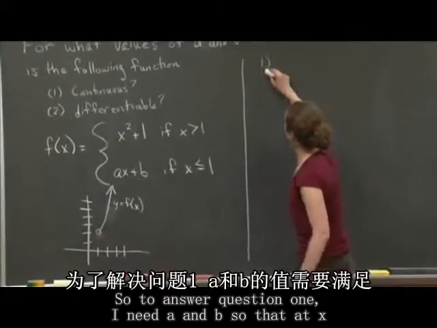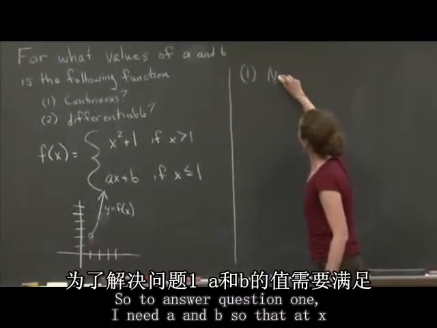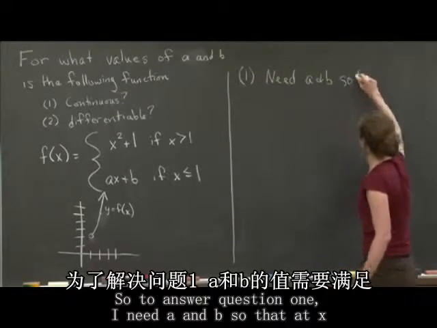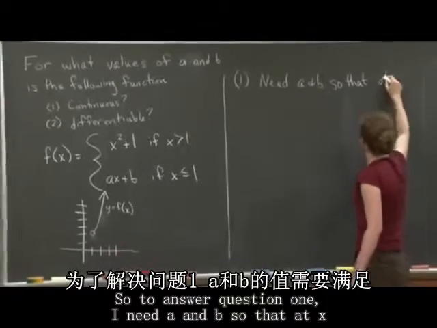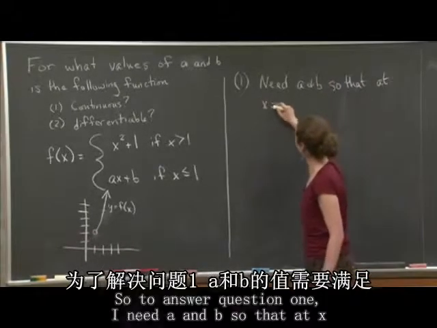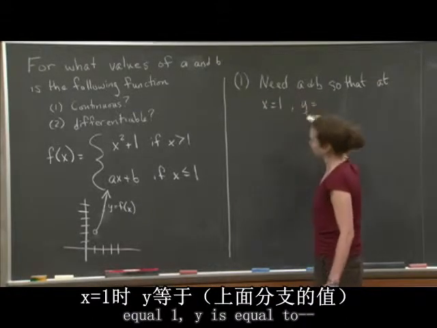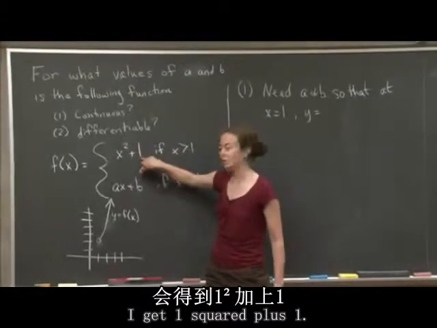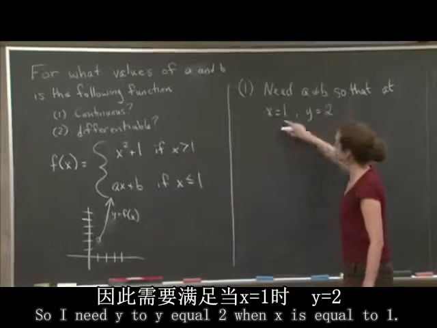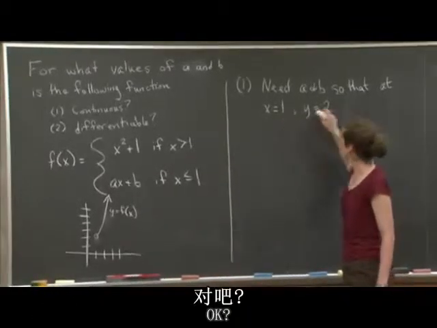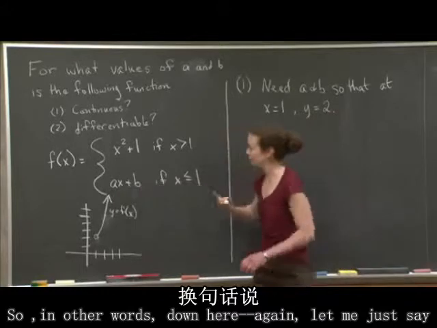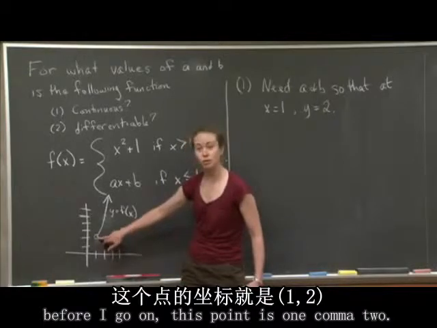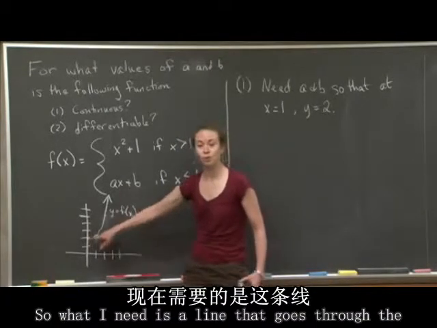So to answer question 1, I need a and b so that at x equal 1, y is equal to, well, if I put in 1 here, what do I get? I get 1 squared plus 1. So I get 2. So I need y to equal 2 when x is equal to 1. So before I go on, this point is 1, 2. So what I need is a line that goes through the point 1, 2.